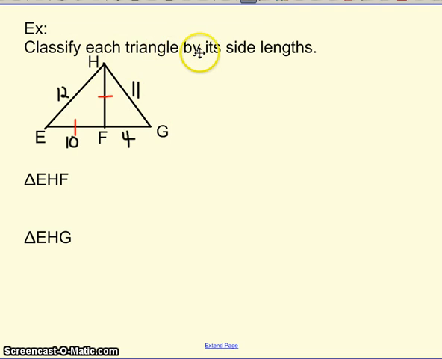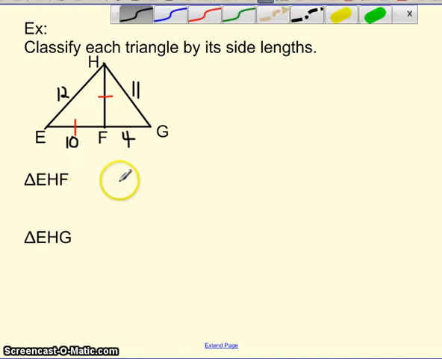Now I think we have a little picture here. It says classify each triangle by its side lengths. So we're supposed to classify triangle EGF. Here's E, here's G, here's F. Notice that I have 2 of them that are marked the same. So that's going to be an isosceles triangle.